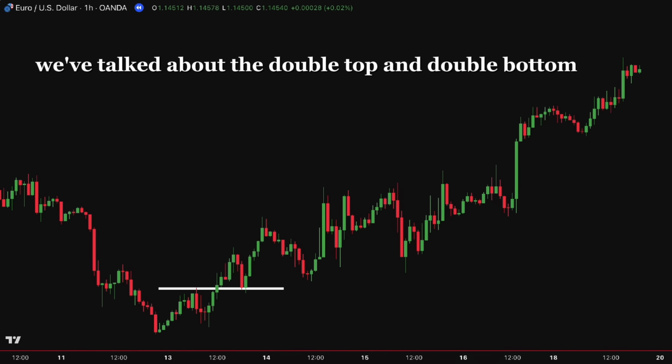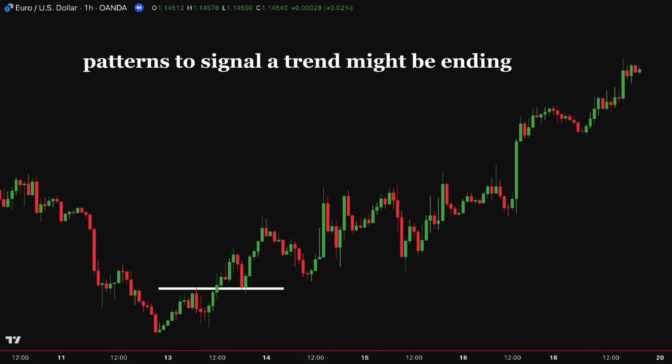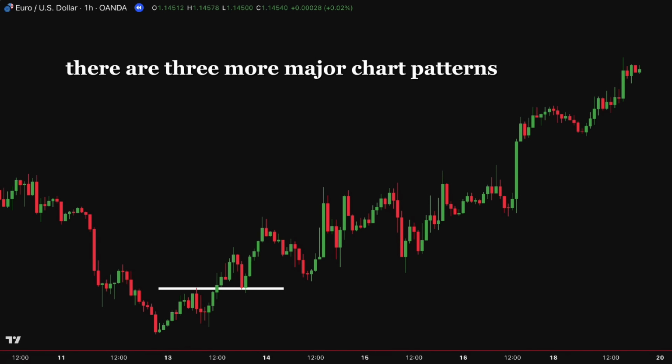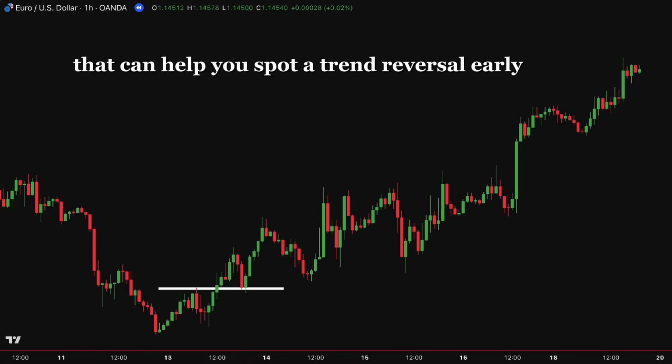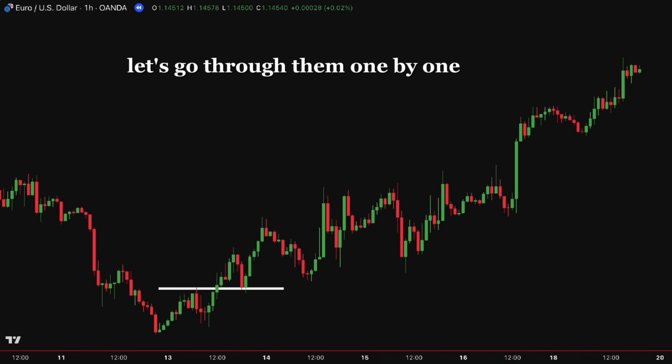So far, we've talked about the double top and double bottom, simple but powerful patterns to signal a trend might be ending. But those aren't the only ones. There are 3 more major chart patterns that can help you spot a trend reversal early, before most traders even realize what's happening. Let's go through them one by one.